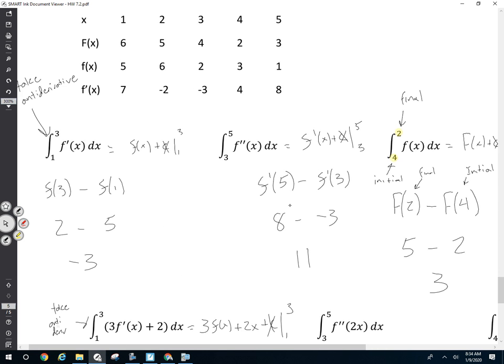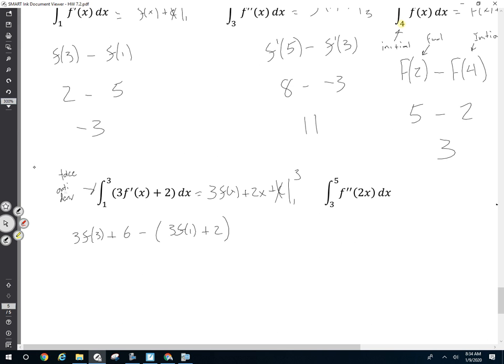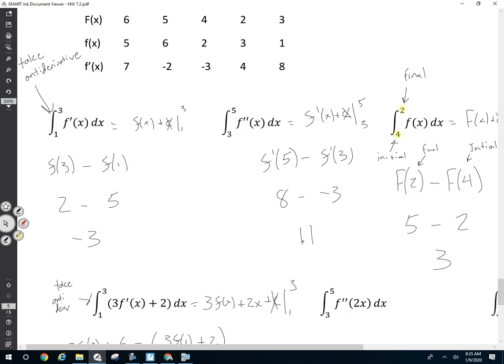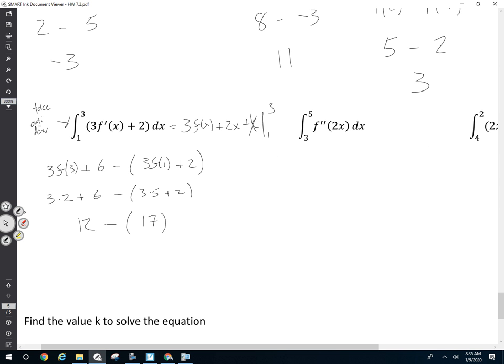Maybe do these calculations separately. F of 3 is 2. So I got 3 times 2 plus 6. And then f of 1 is 5. So 3 times 5 plus 2. This is 12 minus, I'm just going to do the calculations here, 15, 16, 17. So this ends up being negative 5.